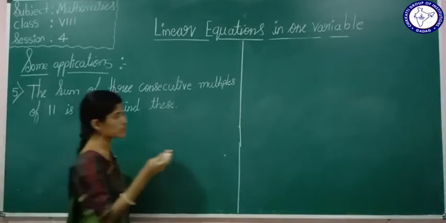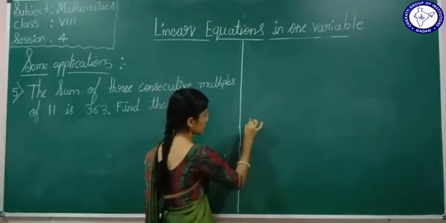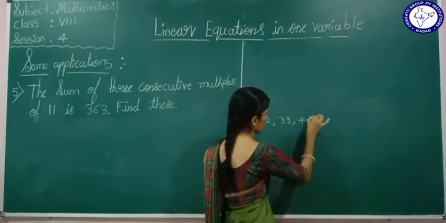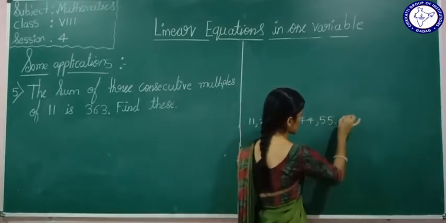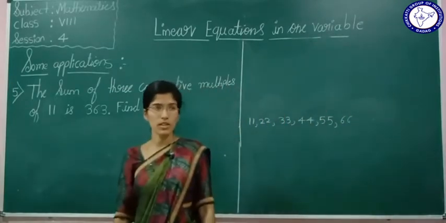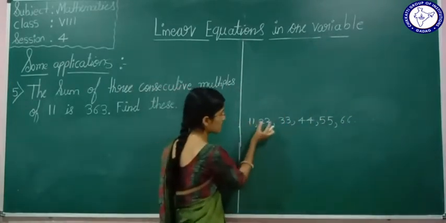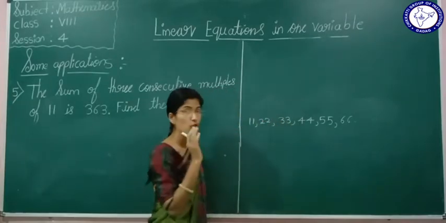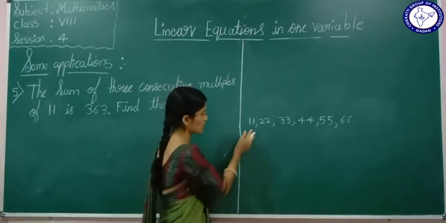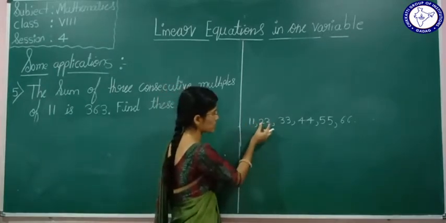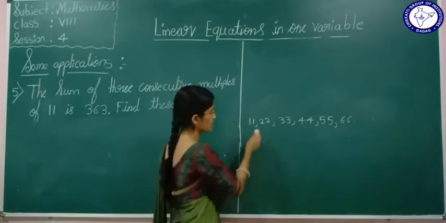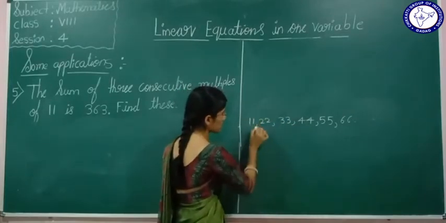Multiples of 11 means what? The multiples of 11 are 11, 22, 33, 44, 55, 66. Yes or no? These are nothing but the multiples of 11. But what is told here is that we add three multiples of 11, and that too consecutive. Consecutive means next number. Now see, what is the consecutive of 11 here? 22. Consecutive means next number. Okay. So these are three consecutive multiples of 11.